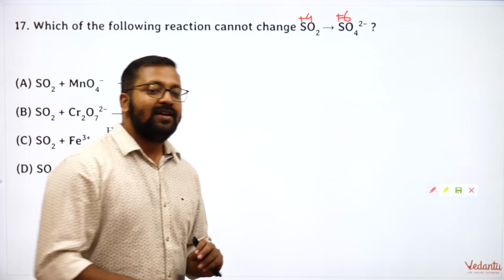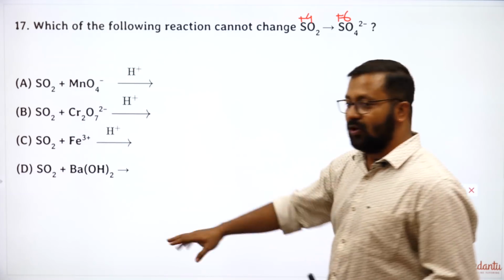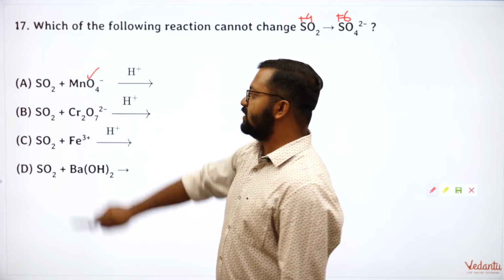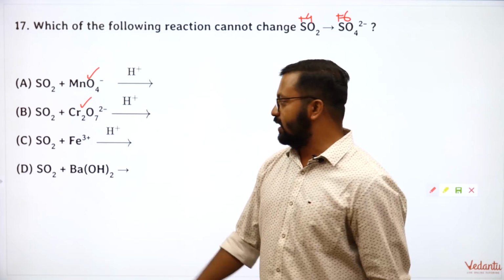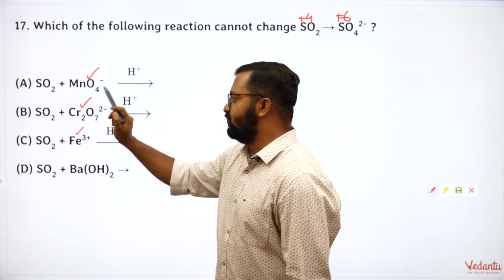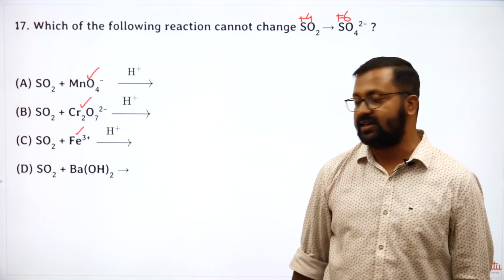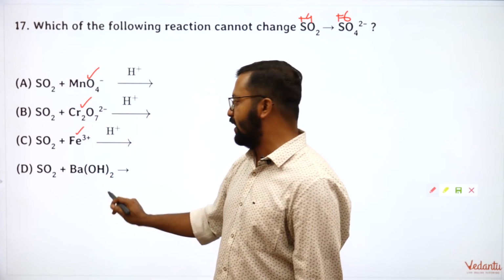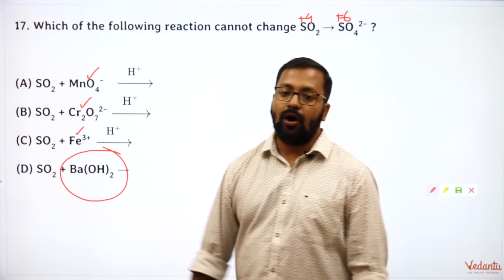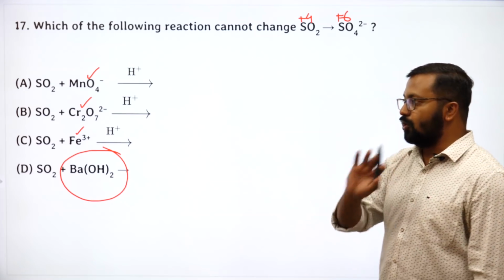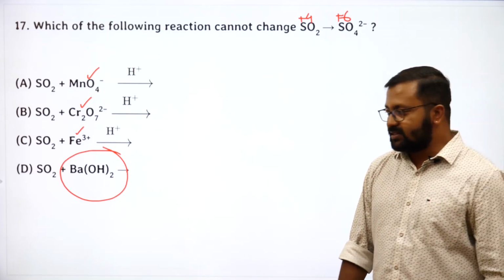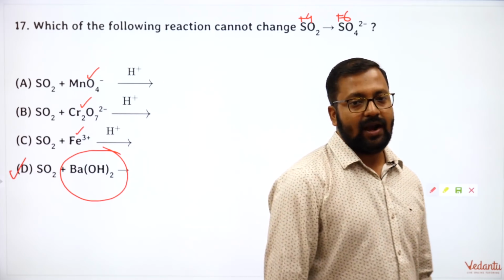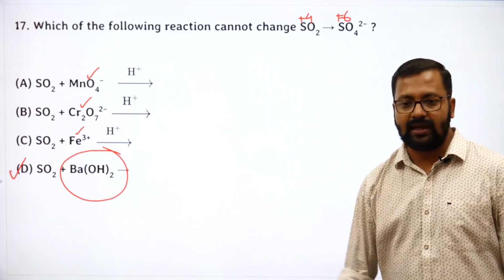So I need an oxidizing agent. अब एक बात बताइए, इन चारों में से कौन सा ऑक्सीडाइजिंग एजेंट नहीं है? MnO4 minus is an oxidizing agent. Dichromate is an oxidizing agent. Fe3+ with H2O2, this is known as Fenton's reagent, ये भी oxidizing agent जैसे behave कर जाएगा. And Ba(OH)2, that is baryta water or barium hydroxide, is not an oxidizing agent, and that's the reason this is the right answer to the question. Cannot be used. Right answer to the question is D.